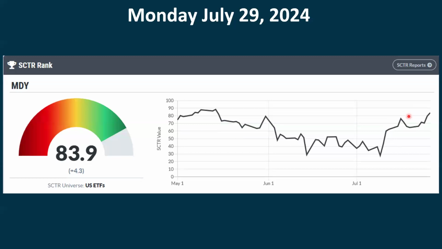In second place are the mid caps. Now, earlier in the year, the mid caps were doing well. Then they started to not do so well. Now they're starting to improve again. They're coming in second place at 83.9.